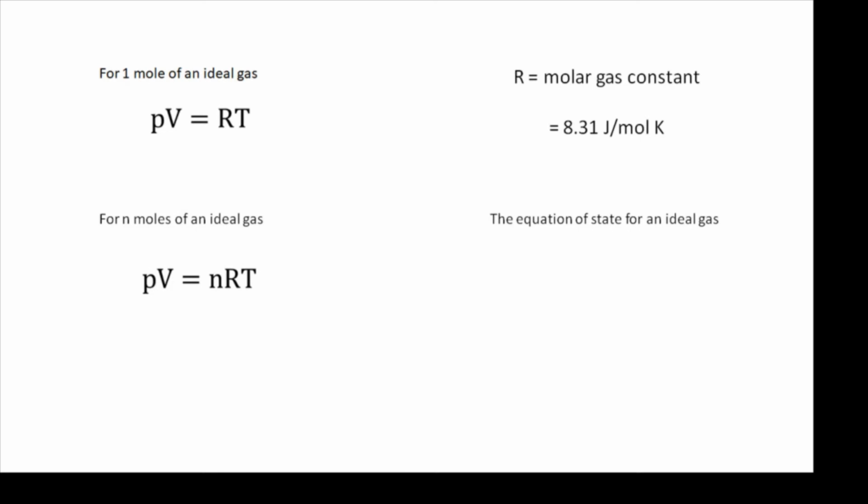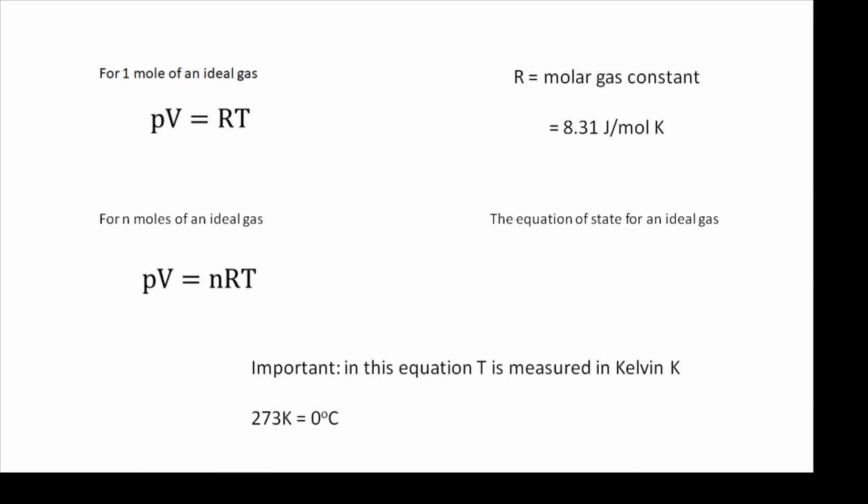If we have more than 1 mole, then the equation becomes PV equals nRT. And this equation, not many equations have a name, but this one does. It's called the equation of state for an ideal gas. PV equals nRT. You must remember that if ever you use this equation, and a lot of our thermal equations, the temperature is measured in Kelvin.